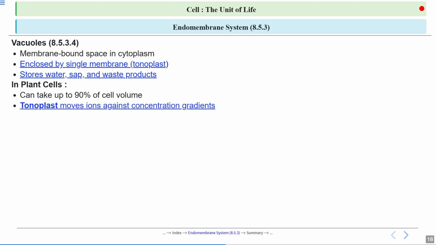Now, tonoplast. What is the function of tonoplast? Tonoplast moves ions against the concentration gradient. So whenever the molecules are being transferred against the concentration gradient, then the energy is utilized. So it will be an active process. So what is the function of tonoplast? It will move ions into the vacuoles against the concentration gradient, means utilizing energy. It will utilize energy, and then it will transfer the ions against the concentration gradient.